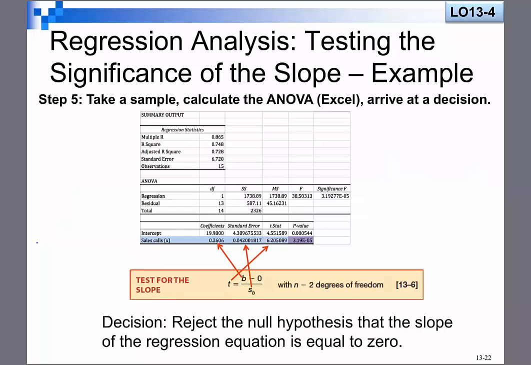Now, and I'll drop this into Excel in a moment, but if we take the sample, calculate the ANOVA, right, what do we see here? Well, we've already seen this, right? We know what that number is, the 0.26. That is our beta. Very important number, of course, tells us something about the relationship between a change in y over the change in x. Okay, as x goes up 1, y goes up 0.26.